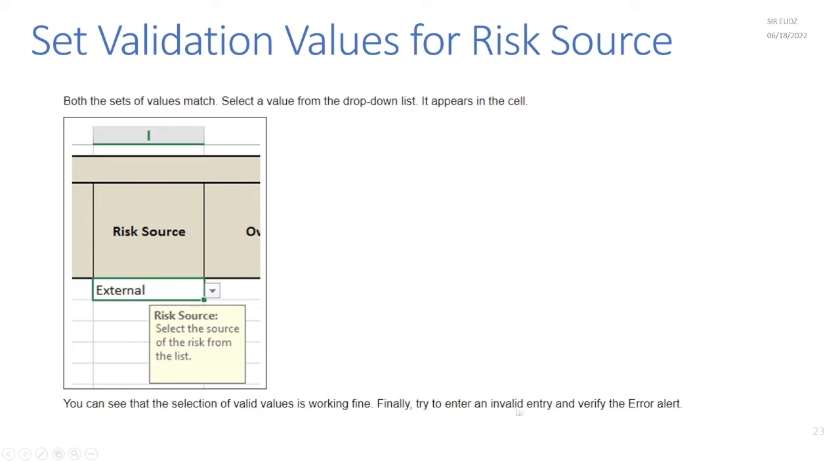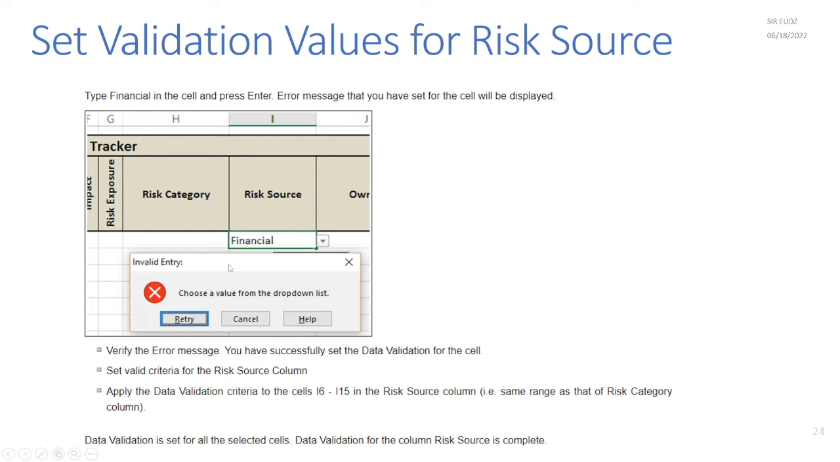Finally, try to enter an invalid entry and verify the error alert. So let's say we type financial instead of internal or external. So this error message will appear. So you have successfully set data validation for the cell.